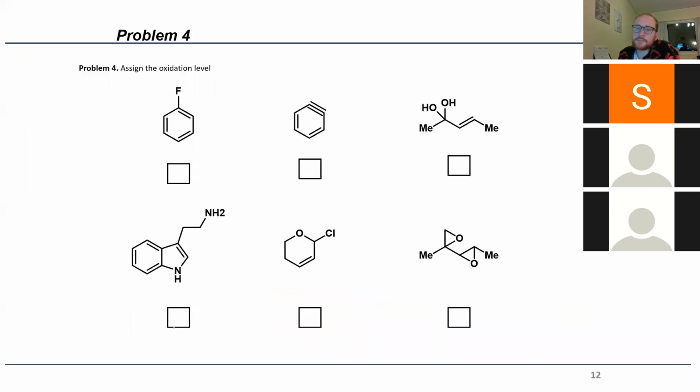Okay, so assign the oxidation level. I'm going to give you like 3 minutes to do this. This should come pretty rapidly, and it is something that's quite easy to practice. Yeah. So 3 minutes.